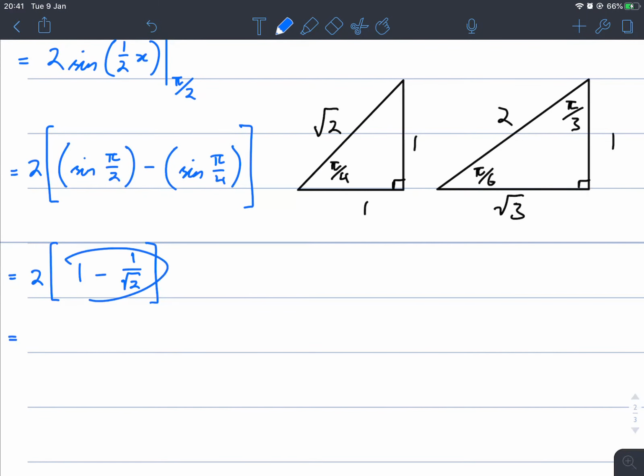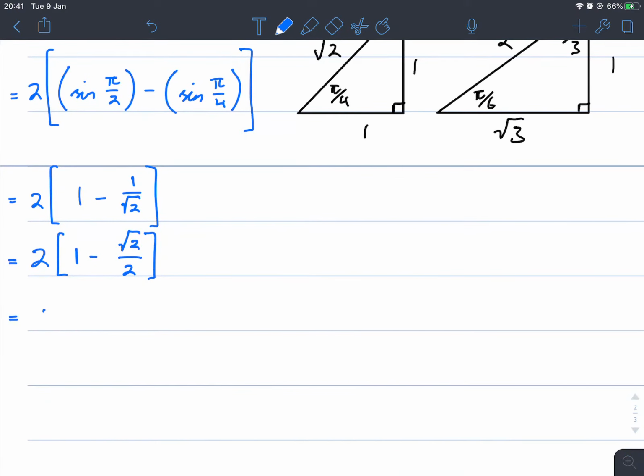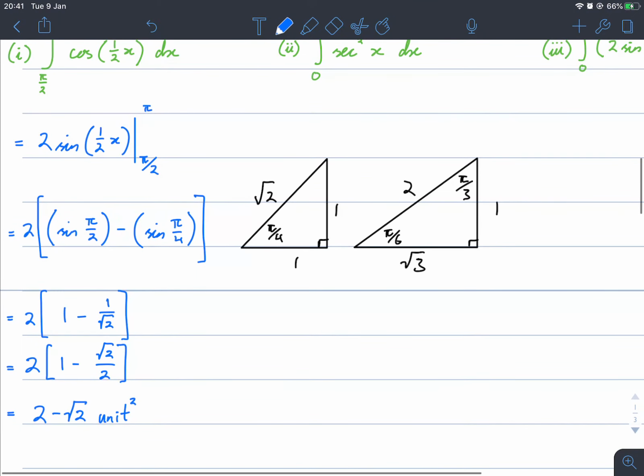Let's simplify this fraction here. I actually know this as 1 minus root 2 on 2. So when we expand this, this becomes 2 minus root 2. And if you haven't known yet, because this is an integration, this is an area under the curve, so 2 minus root 2 units squared. Okay, let's move on to the next question.